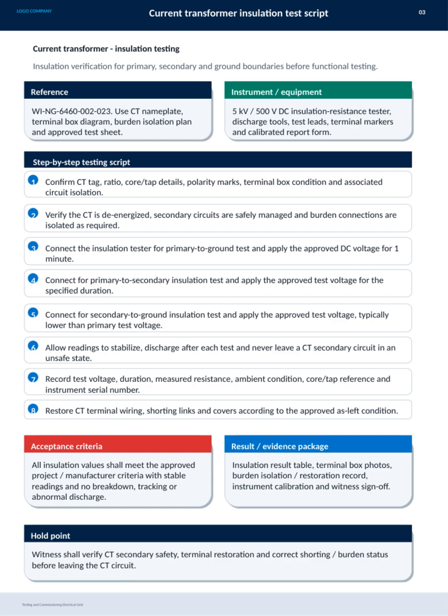It's essential to discharge the circuit after each test and never leave it in an unsafe state. We carefully document all test parameters, including voltage, resistance, and ambient conditions, and restore wiring to the approved as-left condition. Acceptance criteria demand stable insulation values with no signs of breakdown or abnormal discharge. Finally, a witness confirms that secondary safety and terminal restoration meet standards before the CT circuit is closed. This ensures the integrity and safety of the transformer before moving forward.